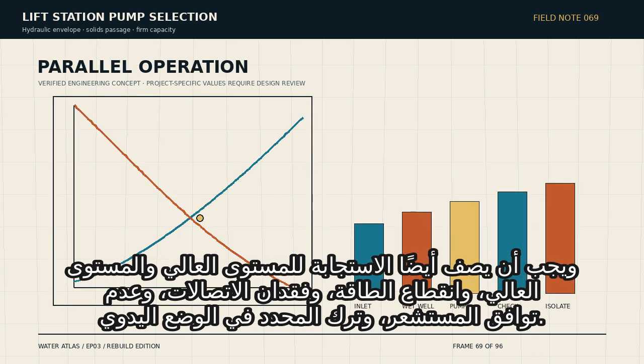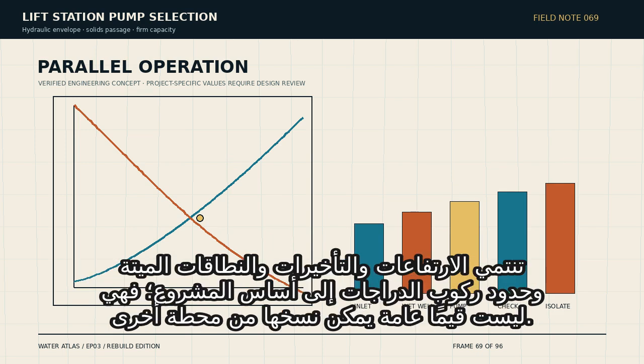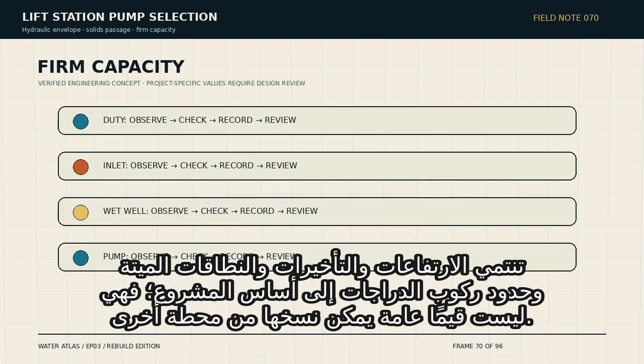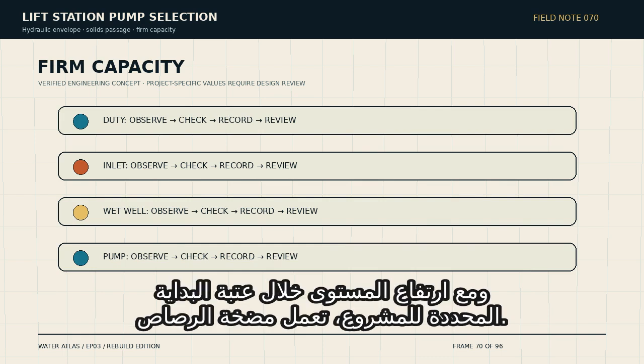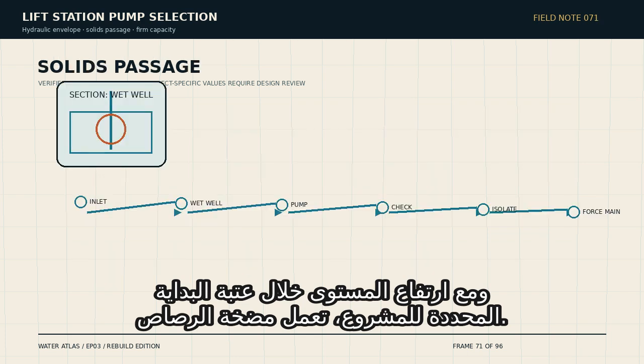A robust sequence begins with a normal operating band. As the level rises through the project-defined start threshold, the lead pump runs. If the level continues to rise, the lag pump is staged according to the approved logic. When the level falls, the pumps stop under the corresponding stop condition, with anti-short cycle behavior verified against the wet well volume and inflow pattern.